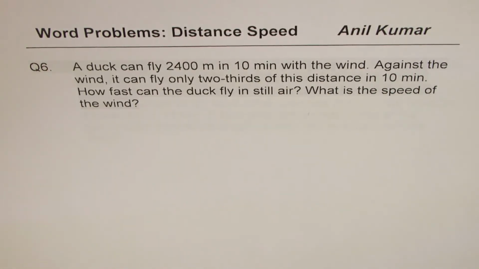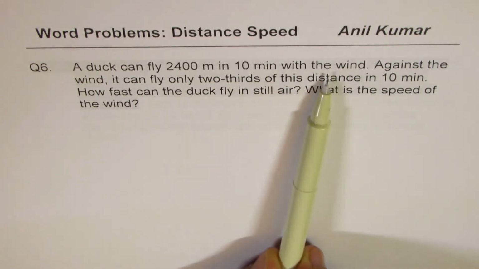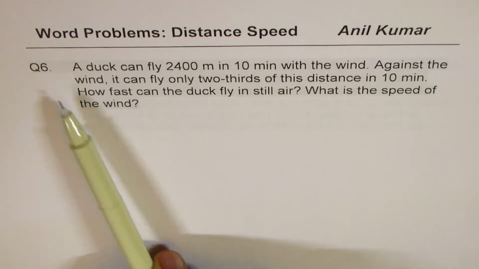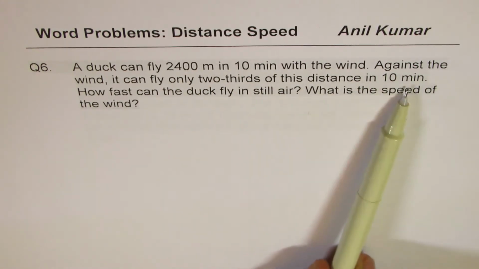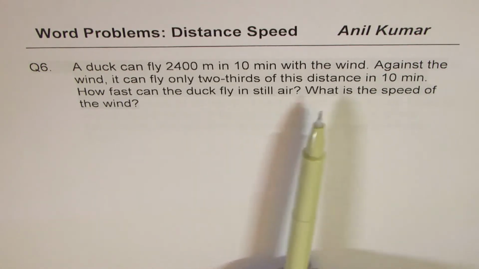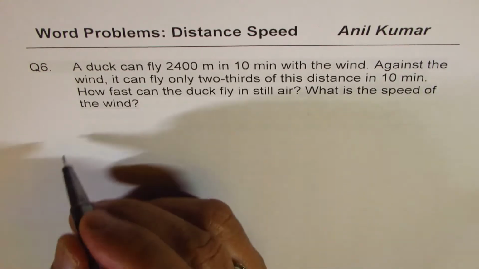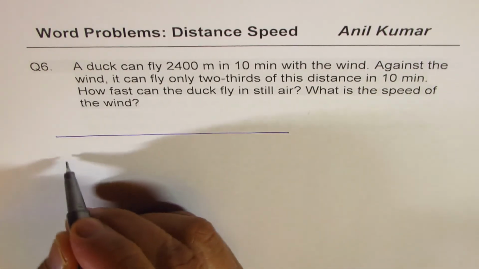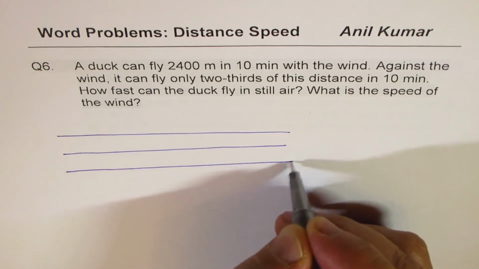A duck can fly 2400 meters in 10 minutes with the wind. Against the wind, it can fly only 2/3 of this distance in 10 minutes. How fast can the duck fly in still air? What is the speed of the wind? So let's make our table once again. So you see how similar all are, correct? So it's not difficult at all.